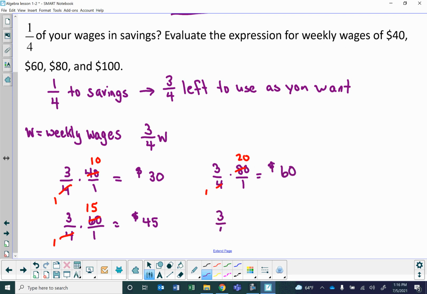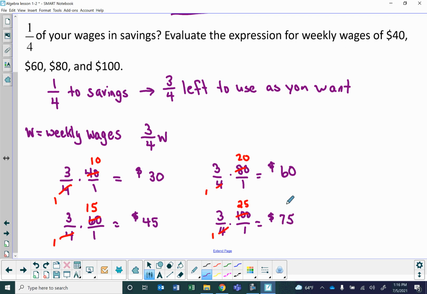And if I did 3/4 of 100, whoops, I did not do what I wanted it to do. Four goes into 100 25 times, and 25 times 3 is $75. So I will have $75 of spending money.